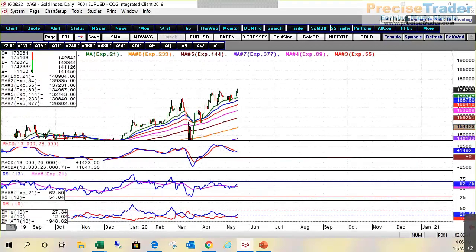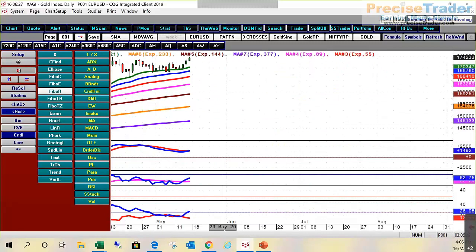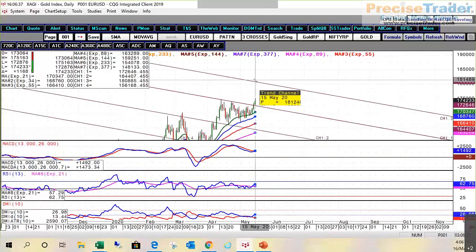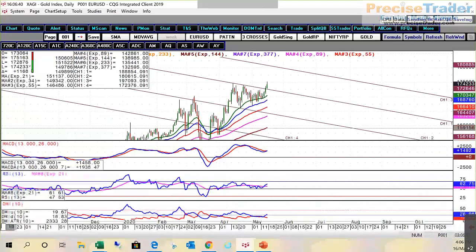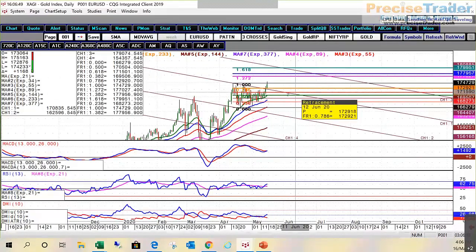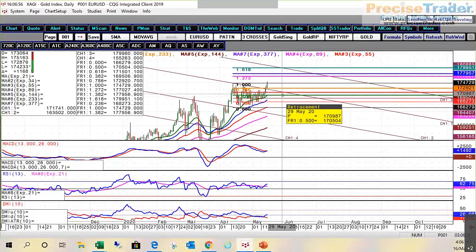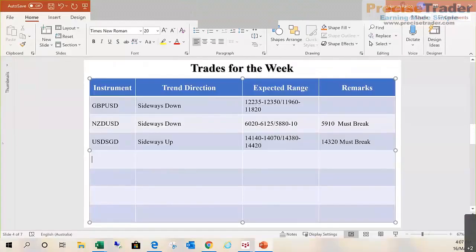And on the daily, it looks like a cup and handle pattern. If it's a cup and handle pattern, we should comfortably see at least about 1800, or even 1775. So we are looking at 1775 to 1800. On the downside, just now was 1732, I'll put 1727 and 1717. Okay, gold.